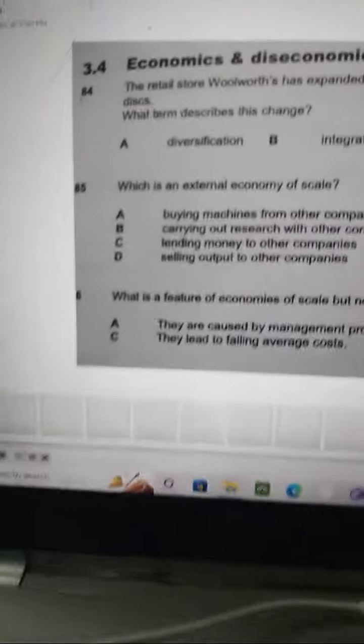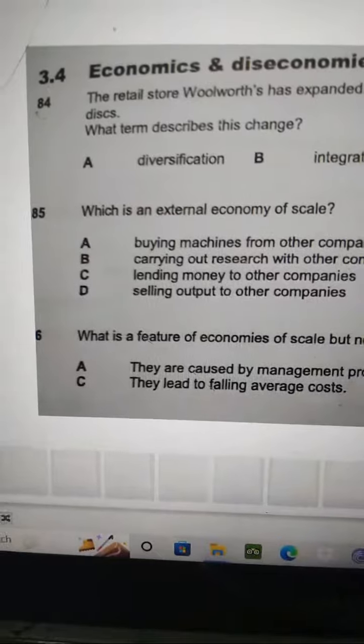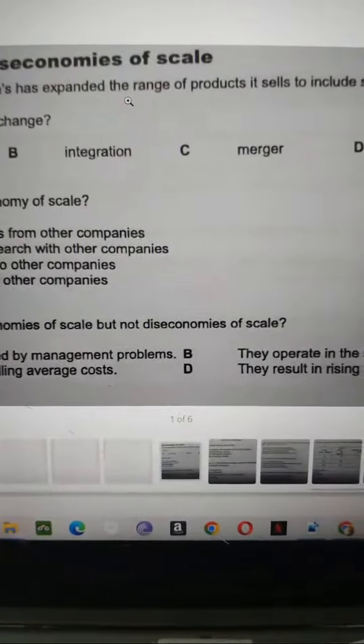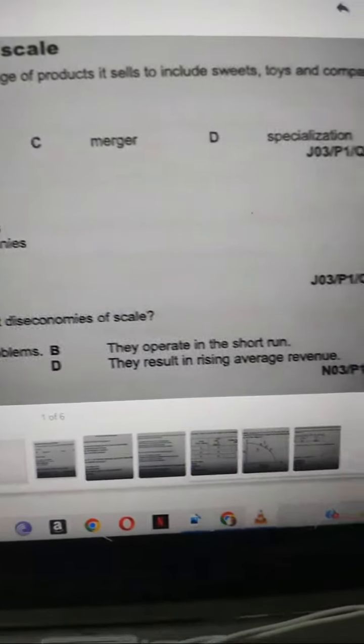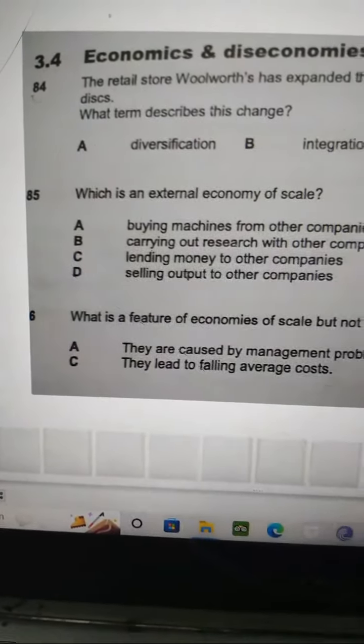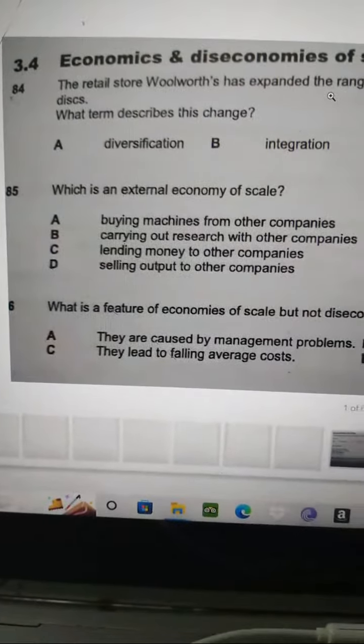Okay, so the first question says the retail store Woolworths has expanded the range of products it sells to include sweets, toys, compact discs. What term describes this change? And there are four options given: diversification, integration, merger, specialization. What will be your answer? The chat is open. Diversification. What about you, Abdul Karim?